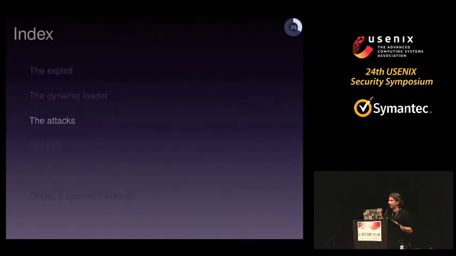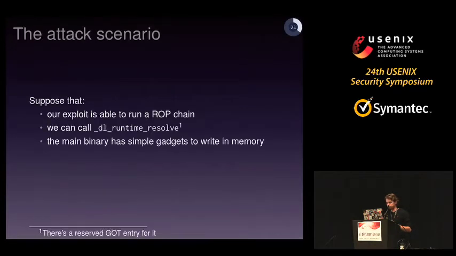So let's try to see what kind of attacks we can come up with in this setting. Some requirements: suppose we are able to start a ROP chain, and we are able to call this _dl_runtime_resolve function. This is a reasonable assumption because the address of _dl_runtime_resolve is always available in a reserved entry of the GOT. So we have the address of this function, which is basically our interface with the dynamic loader. We also assume we have at our disposal some simple gadgets which allow us to write to arbitrary memory areas, and they have to be in the main binary. Remember that we are assuming the main binary is not PIE, so we know the position of the gadgets, right?